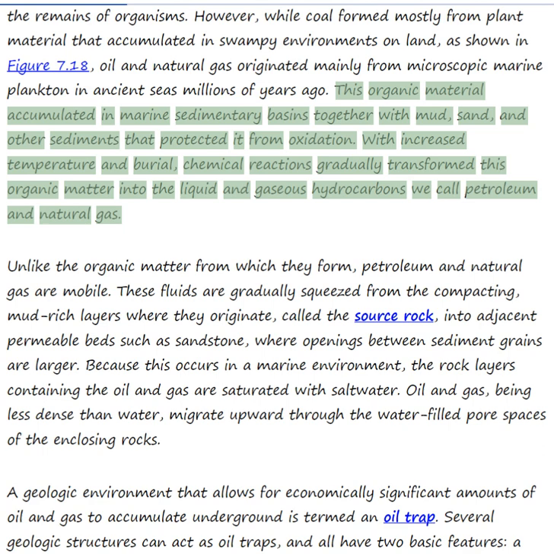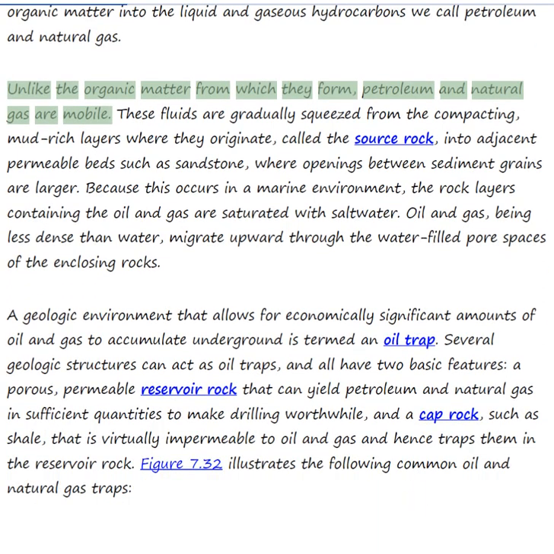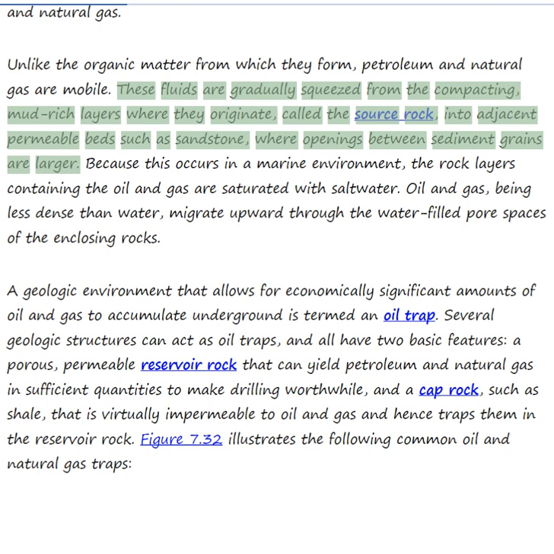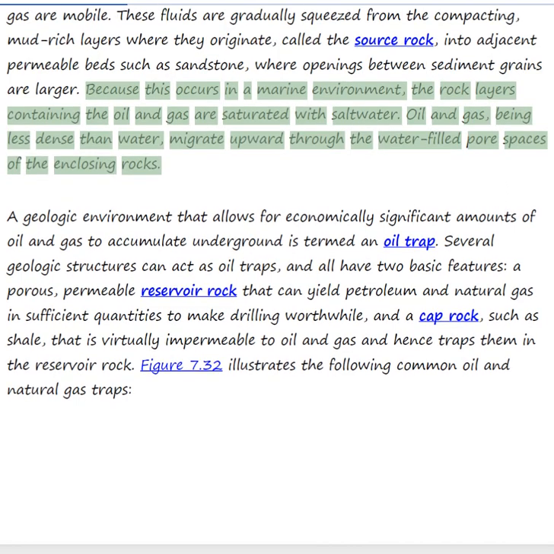petroleum and natural gas. Unlike the organic matter from which they form, petroleum and natural gas are mobile. These fluids are gradually squeezed from the compacting, mud-rich layers where they originate, called the source rock, into adjacent permeable beds such as sandstone, where openings between sediment grains are larger. Because this occurs in a marine environment, the rock layers containing the oil and gas are saturated with salt water. Oil and gas, being less dense than water, migrate upward through the water-filled pore spaces of the enclosing rocks.